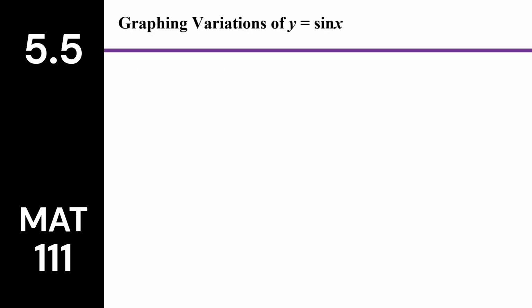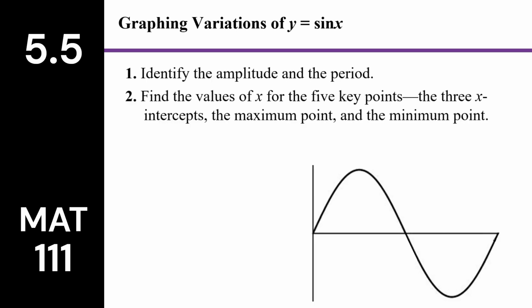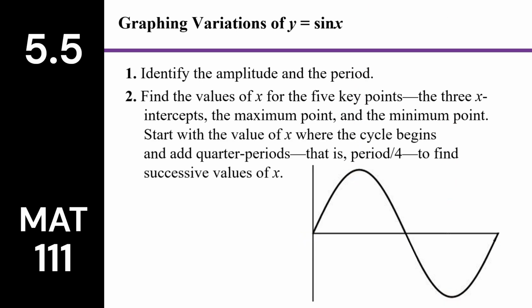Our strategy for graphing variations of sine is to first identify the amplitude and period. Then we find the values of x for the 5 key points. 3 of them are the x-intercepts, the maximum point, and the minimum point. We start with the value of x where the cycle begins and add quarter periods. So this starts at x sub 1.